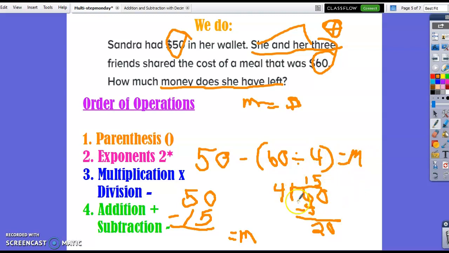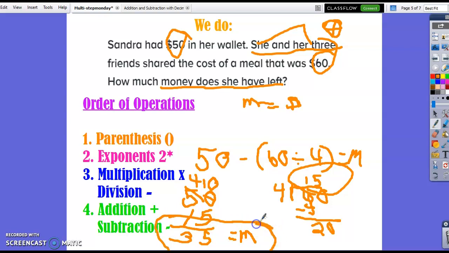So when you did your division, you should have divided 60 divided by 4. Each person paid $15. Then you subtract from 50, which is how much Sandra had, because you're looking for how much money she has left. So you subtract 15. You can't take 5 from 0, so we're going to make that a 10 by borrowing from the 5, creating a 4. 10 minus 5 is 5. And 4 minus 1 is 3, for $35. So there's your solution. And you should have gotten $35. She has $35 left over.